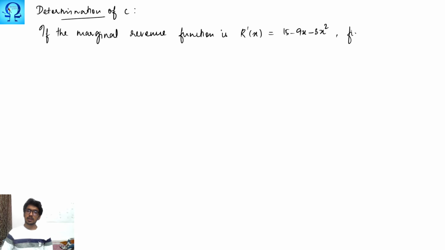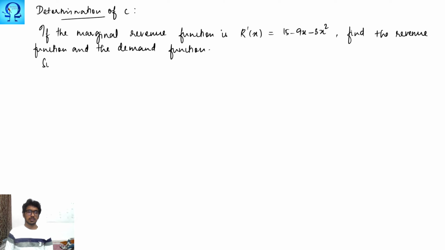If the marginal revenue function, that is r prime of x, is 15 minus 9x minus 3x squared, we are asked to find the revenue function and the demand function. So let us do it.